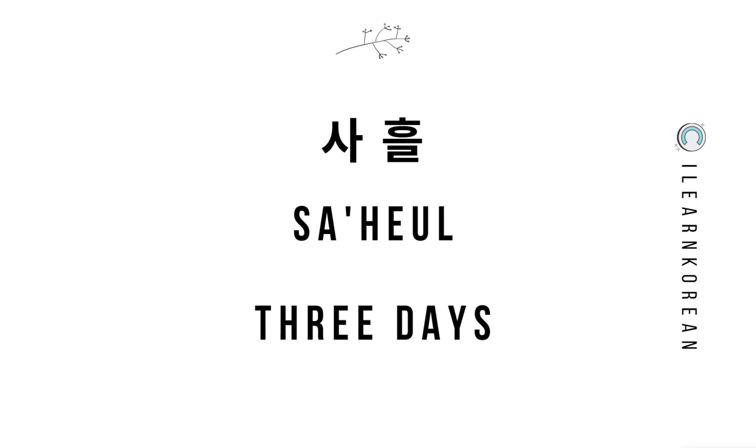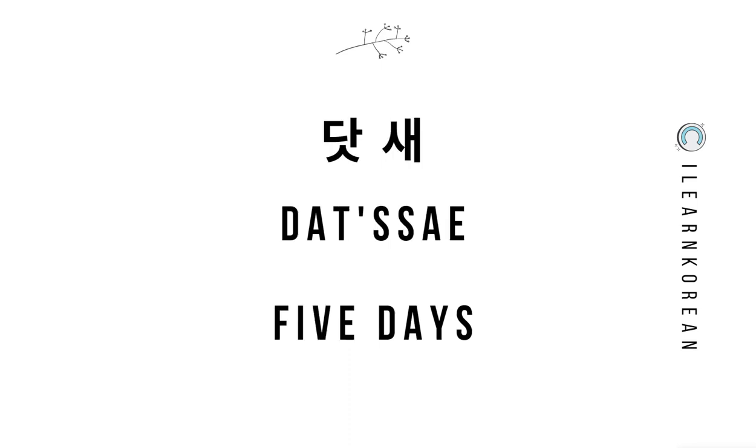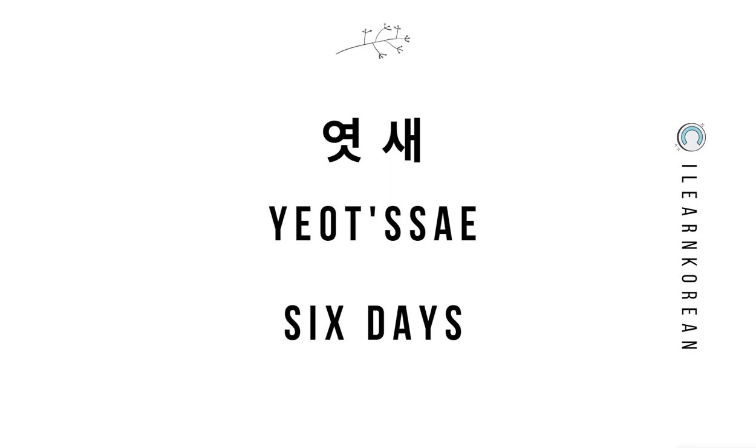So the next word we have is 사흘 for 3 days. And then we have 나흘, which means 4 days. 닷새, which means 5 days. 엿새, which means 6 days.